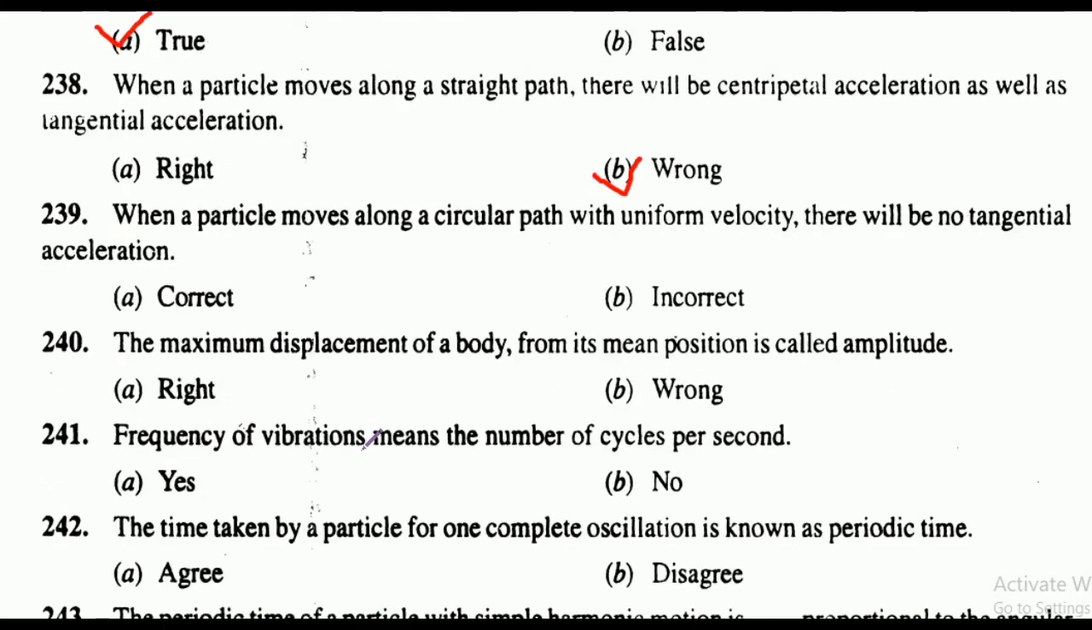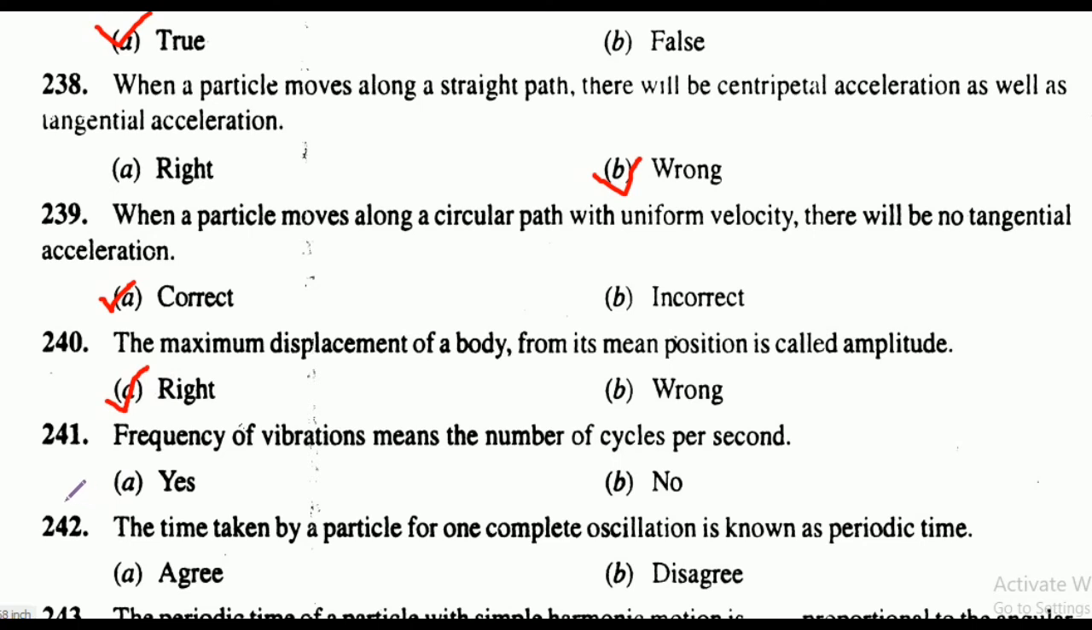Now next is question number 239. When a particle moves along a circular path with uniform velocity, there will be no tangential acceleration. Correct or incorrect? Here friends, option A is the correct answer, that is it is correct. Next is question 240. The maximum displacement of a body from its mean position is called amplitude. Is it right or wrong? Here friends, option A is the correct answer, that is it is right.